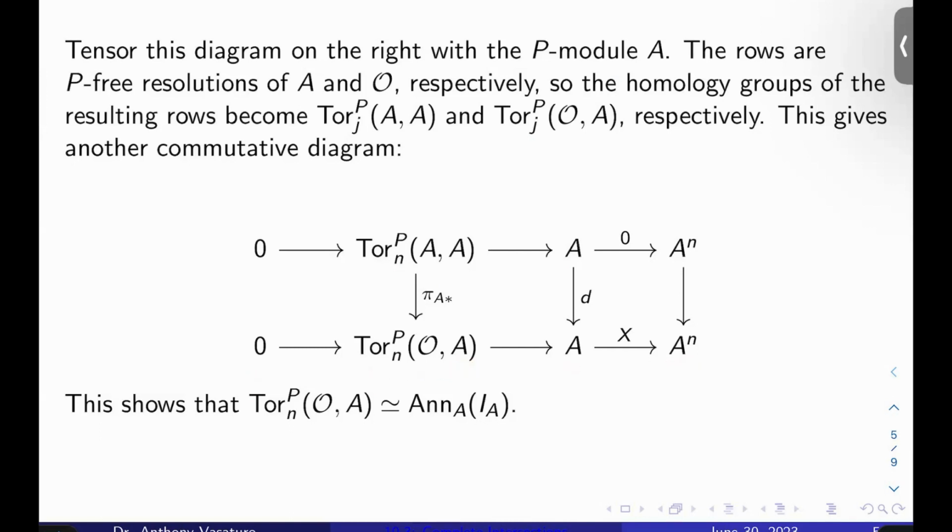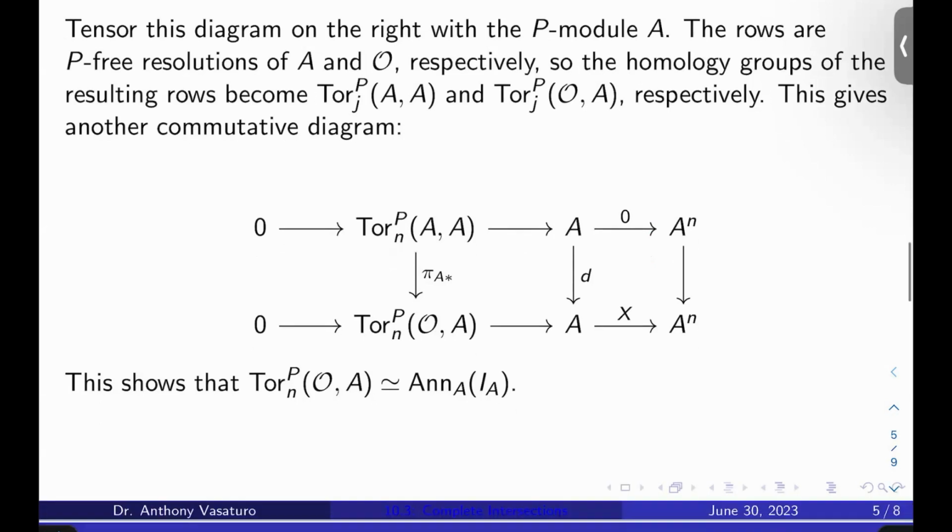And what are all these maps? These maps here are just the rows that result from tensoring, okay? This map here we'll call pi_A star. This is an induced map from pi_A. And then this map here from A to A^n is just X. The vertical map from A to A is just D. And then the map here that will make all this commute, I suppose, would just be the 0 map, okay?